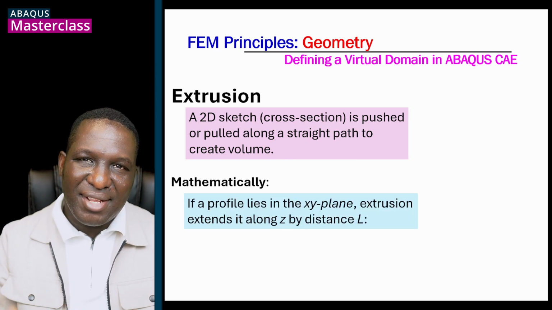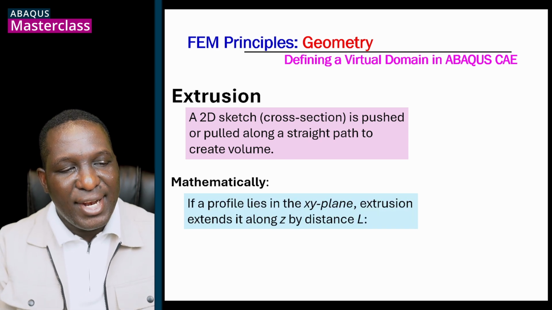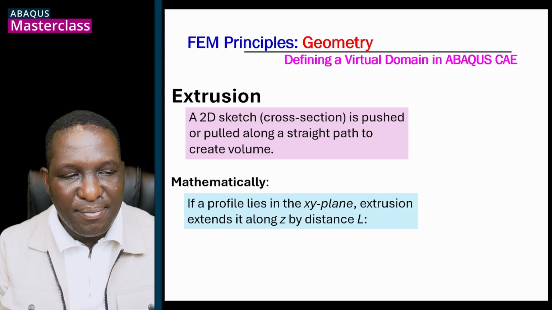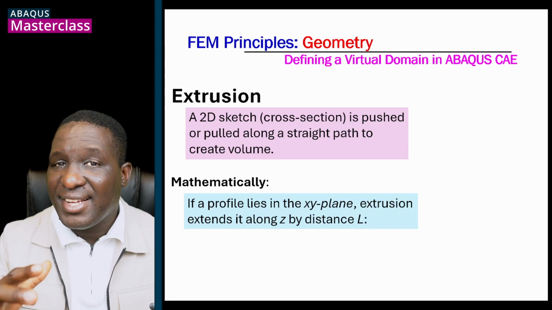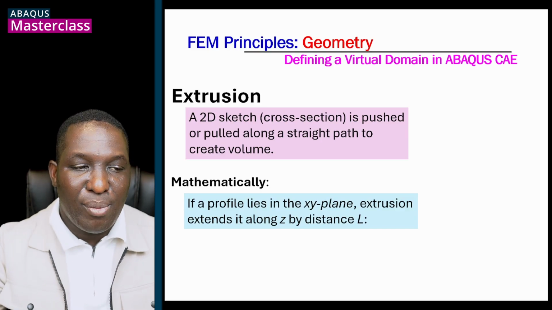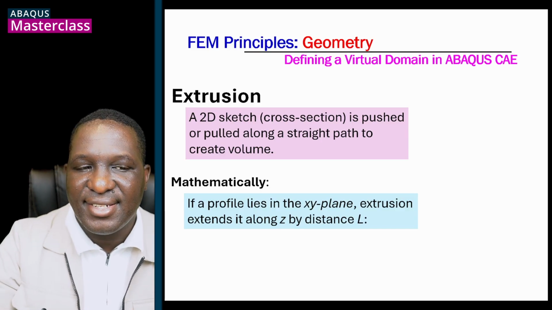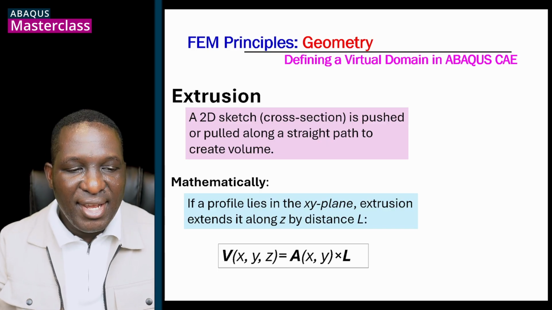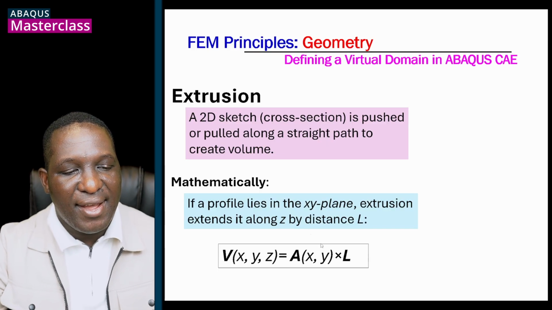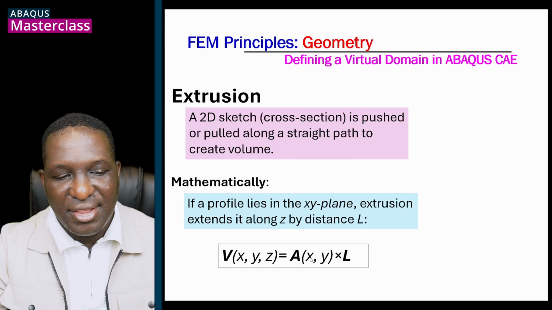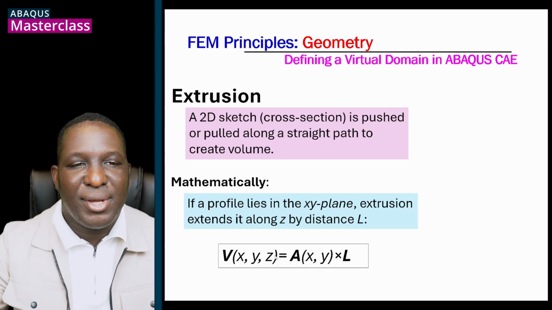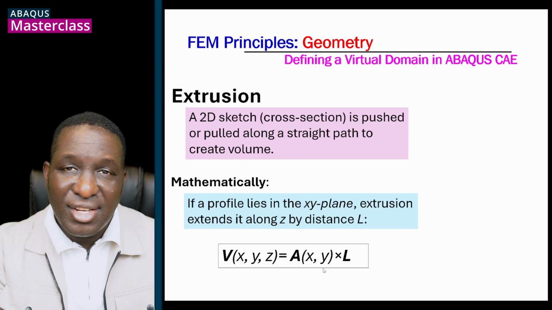If we look at the mathematics of what is really happening here, let's say we define a profile that lies in the XY plane as a 2D system. What extrusion does is extend that 2D plane into a 3D geometry along the z-axis by a distance L. Mathematically, to create a volume, we start with the area of a 2D geometry in the XY plane and multiply it by the length, and that creates the volumetric space that we're interested in. That's essentially what it is.